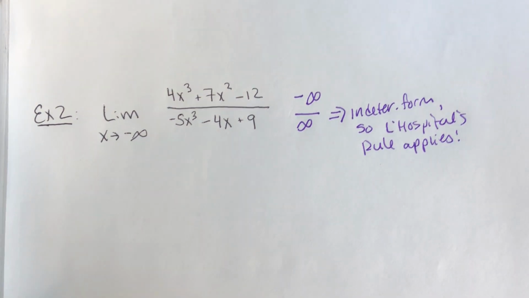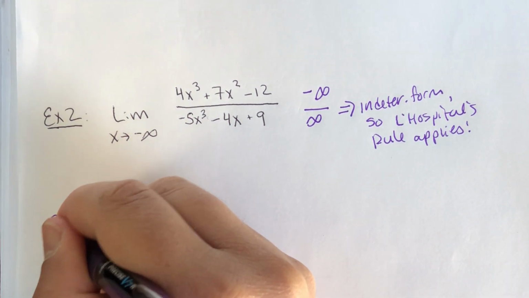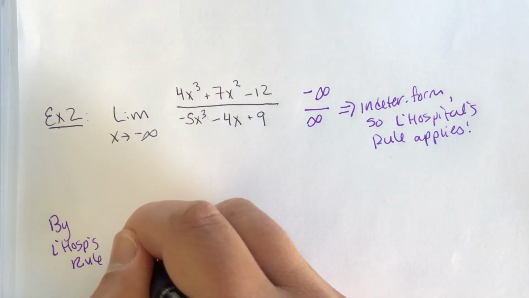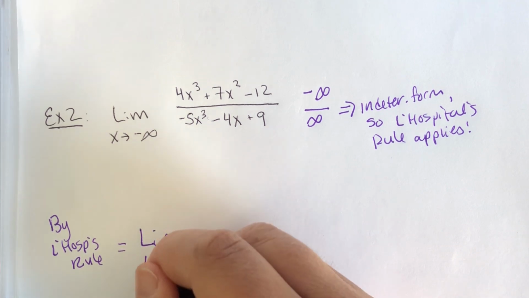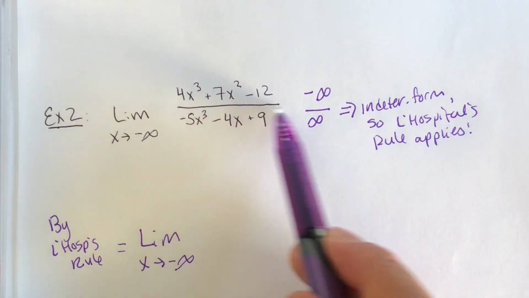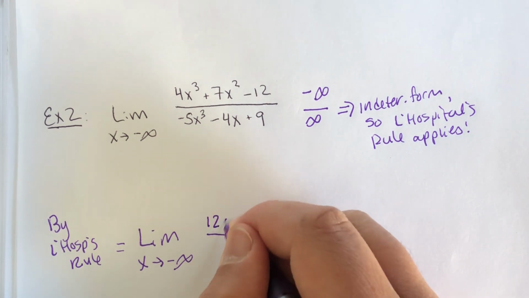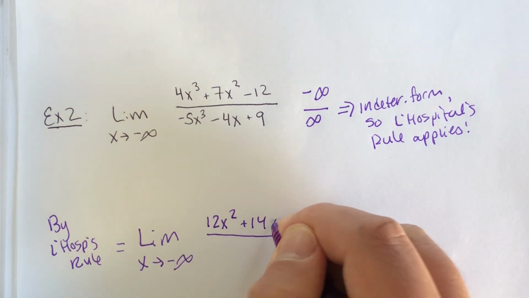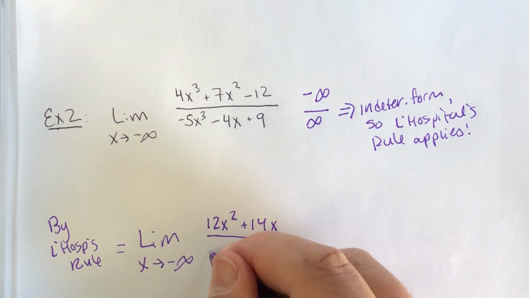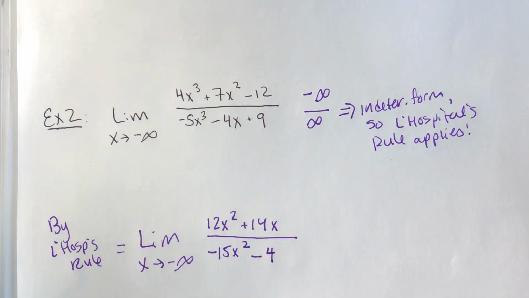Okay, so we've got, according to L'Hopital's rule, I don't feel like writing it every time, so by L'Hopital's rule, this is going to be equal to the limit as x goes to negative infinity of this same function, but we're going to take the derivative of the top over the derivative of the bottom. So the derivative of the top would be 12x squared plus 14x, and the derivative of a constant is 0. On the bottom, we've got negative 15x squared minus 4, and then the derivative of the constant is 0.